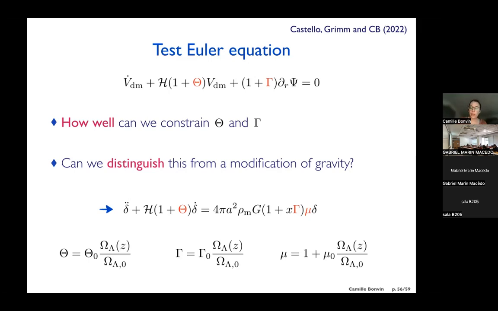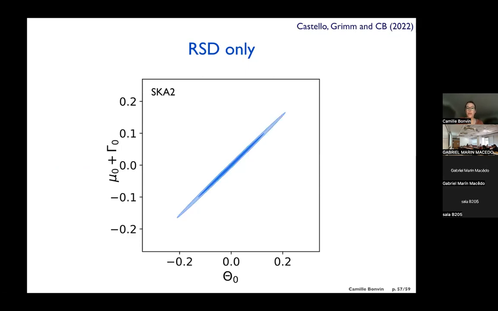And then we did some forecast on how well we can measure these quantities. First, with the Square Kilometre Array, if we have just even multipoles, so the standard analysis, you see that there is complete degeneracy. There is no way to measure separately mu and gamma. They are fully degenerate. The only quantity that we can measure is the sum of the two. And then we have a strong degeneracy between mu plus gamma and the friction term theta.